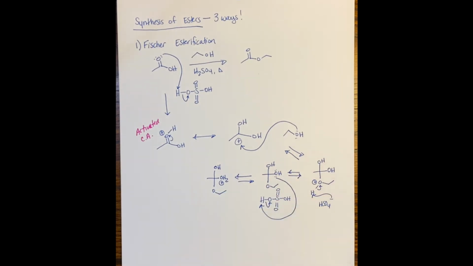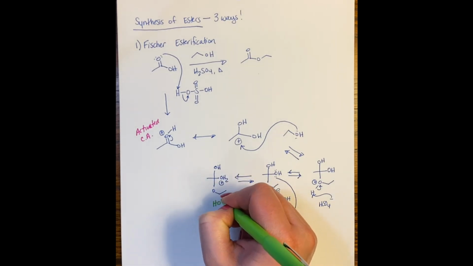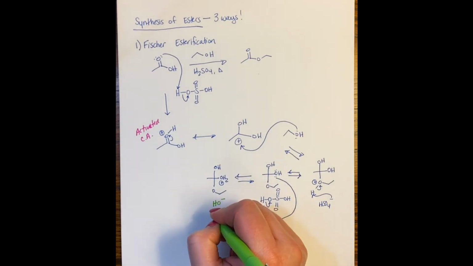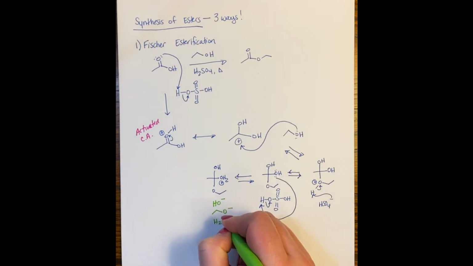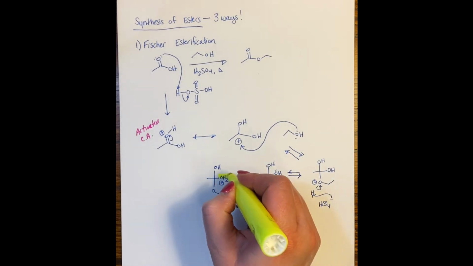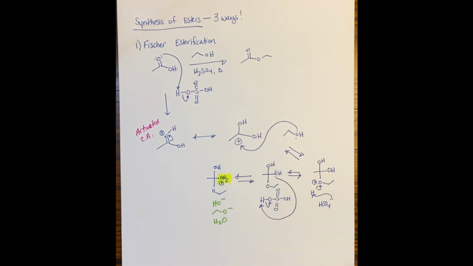Where, from this tetrahedral intermediate, the possible leaving groups that we have are a hydroxide ion, an ethoxide ion, and a molecule of water. So that molecule of water is my best leaving group under the conditions of this reaction.